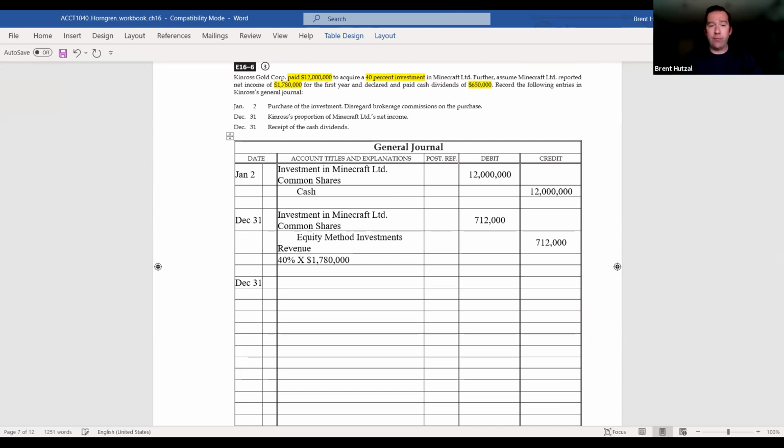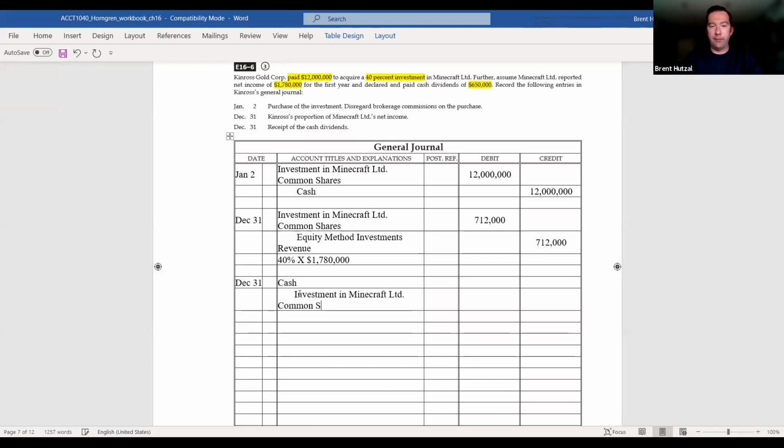The last journal entry is the journal entry to record the receipt of the cash dividends. Okay, so just like when we receive cash dividends, nothing new, we'll debit cash, we're receiving cash. Now, the tricky part to this journal entry is just what we talked about. We know that dividends are going to decrease this account, investment in Minecraft.